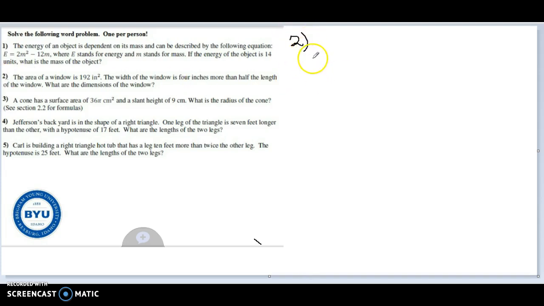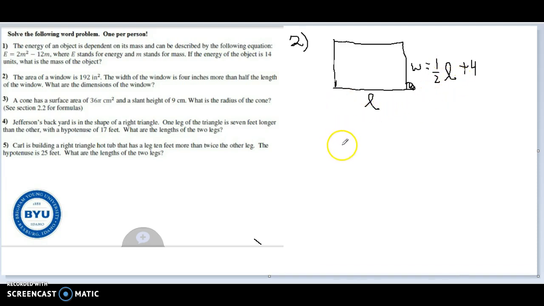On number 2, it says the area of a window is 192 inches squared. The width of the window is 4 inches more than half the length of the window. What are the dimensions? Since they're saying length and width, I think it's safe to assume that we're talking about a rectangle. The width is 4 inches more than half the length. So if this is the length, then the width is 4 inches more than half the length.